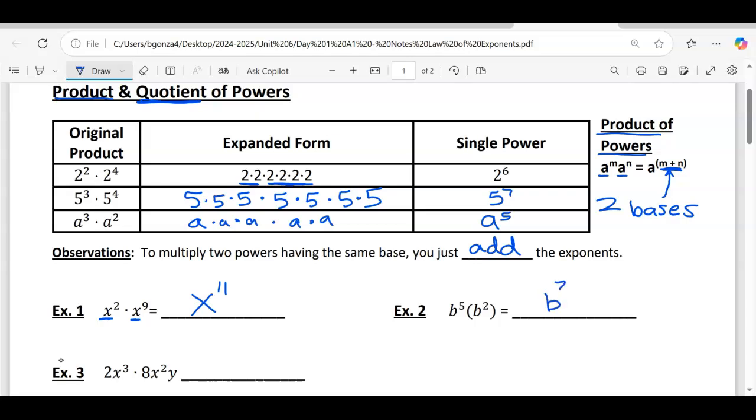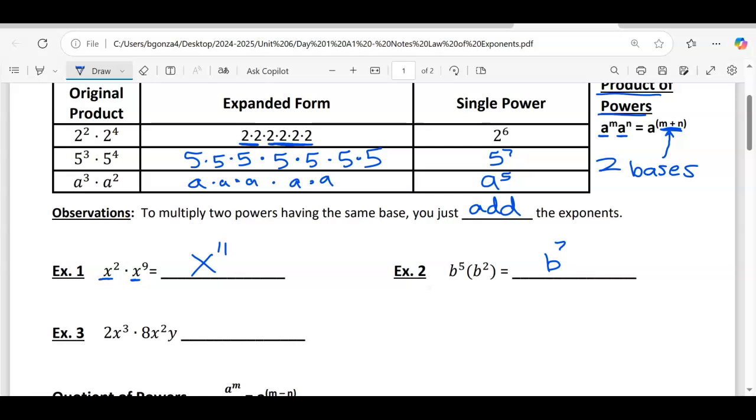7. Okay, what's the most common error you're going to see on this is someone writing b to the 10. You're not multiplying the exponents. When there's two of the same base being multiplied, add the exponents.